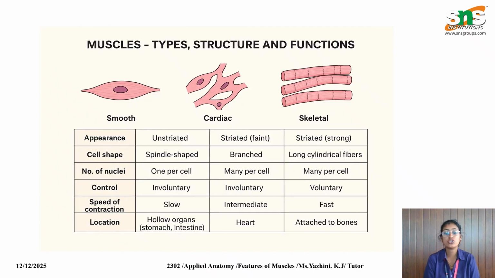This is the comparison of smooth, cardiac, and skeletal muscle: appearance, shape, and the number of nuclei. Smooth muscle has one nucleus, but cardiac and skeletal muscle have many. As for control, only skeletal muscle can be controlled; cardiac and smooth cannot. Then there are the speed of contractions and location. Cardiac muscle is located only in the heart, so each differs from the others. Just look and write down the major differences so that you can understand them at exam time too.